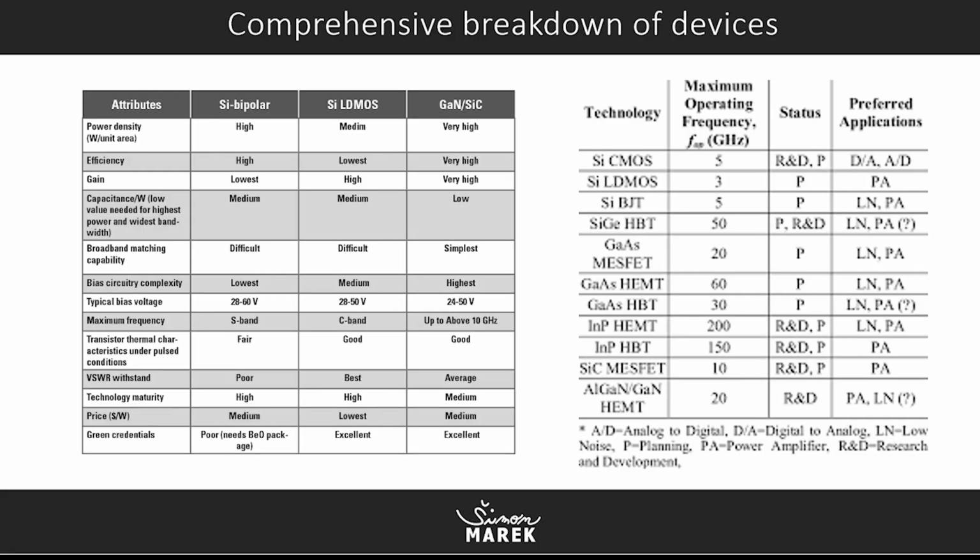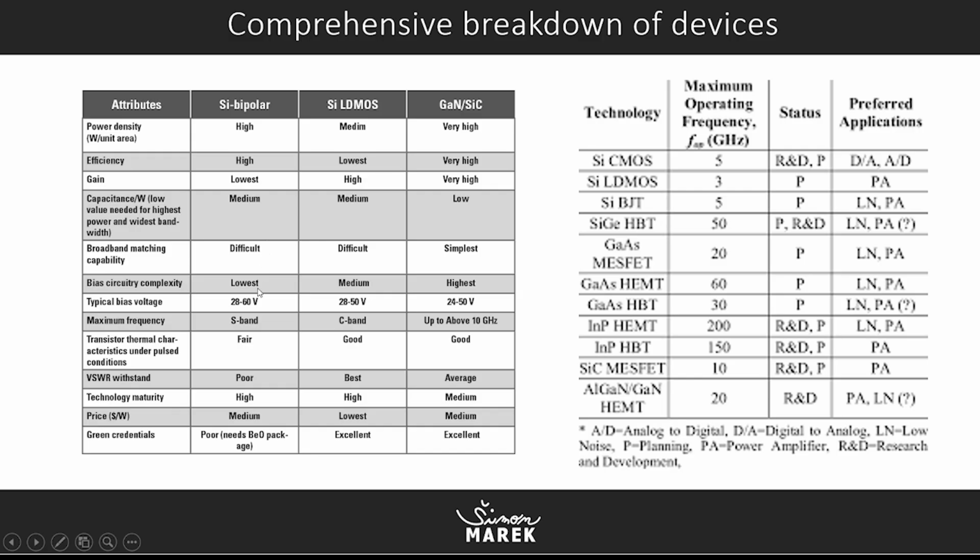So there is a comprehensive breakdown of different devices and different substrates. There is silicon in the first table. There is silicon bipolar technology, silicon LDMOS technology, which is more advanced than just simple MOS technology, and gallium nitride technology. So let's break it down simply. We need to look for gain, which you can see bipolar with silicon is very low. It's better with LDMOS.